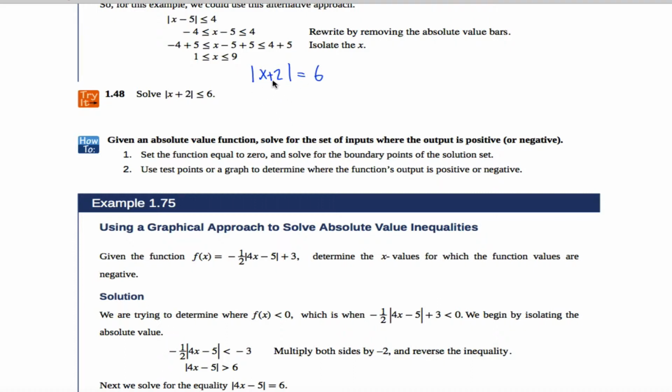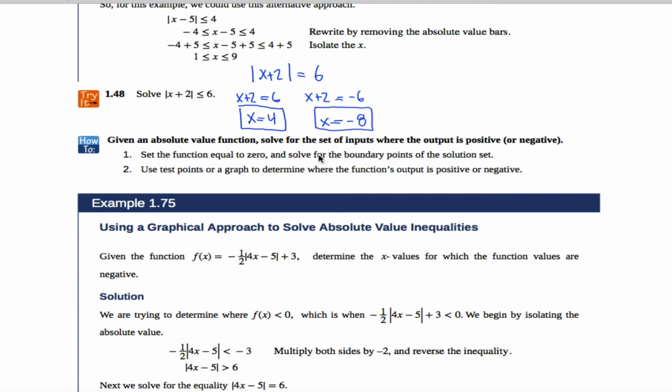And then think about what this means. How could you make this statement true? Well, it would be true if what was inside the absolute value symbol equaled 6, if this were a 6 right here. But it would also be true if what's inside the absolute value equals negative 6. And now what I have are two equations, neither of which have an absolute value symbol. So I can solve them relatively easy. And I get here, 4 and negative 8.